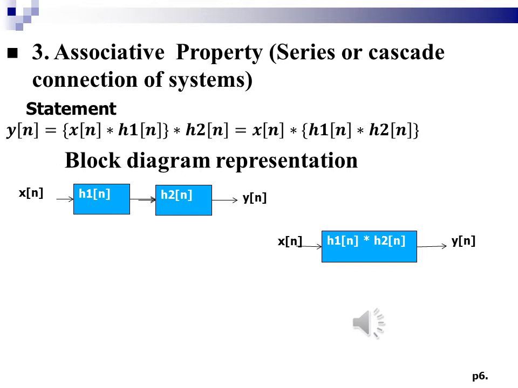So you can see in the first block diagram that we are having two systems, h1 and h2, or their impulse responses are h1 and h2, and the output of the first system is given as input to the next system, and finally from the second system we get the output y of n. So this whole system or this subsystem interconnection can be replaced by a single system. And what will be the overall impulse response of this final system? It's the convolution of individual impulse responses.